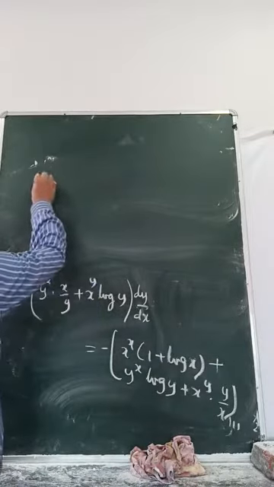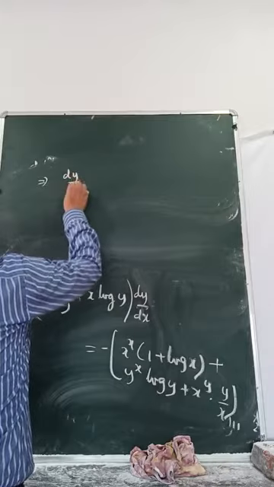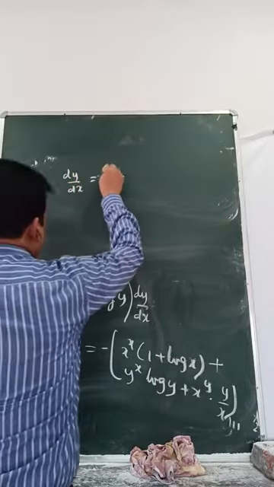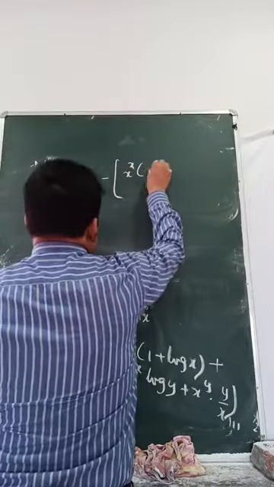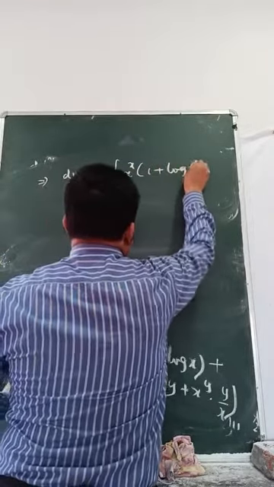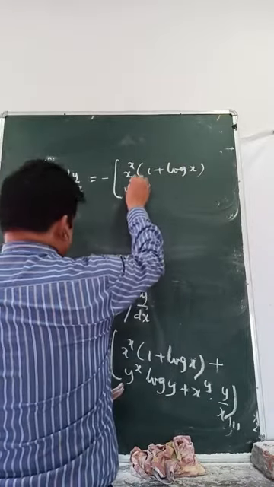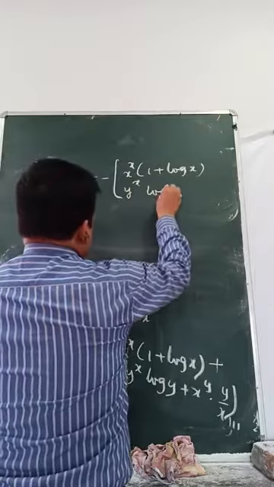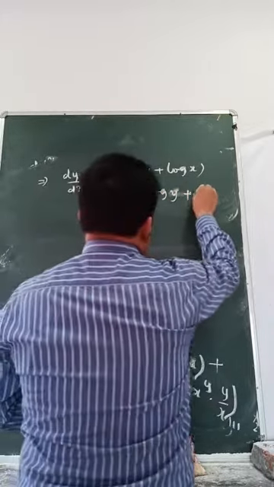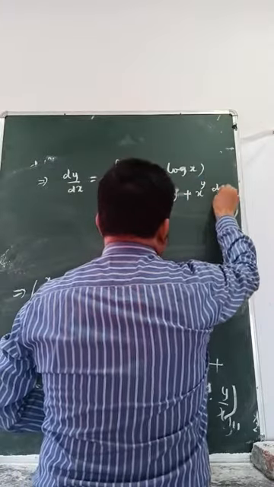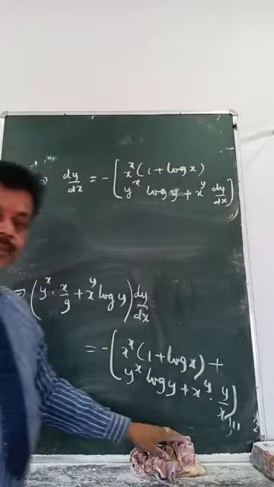So you are getting dy by dx is minus times x to the power x into 1 plus log x plus y to the power x log y plus x to the power y dy by dx. Okay, this is one pattern.